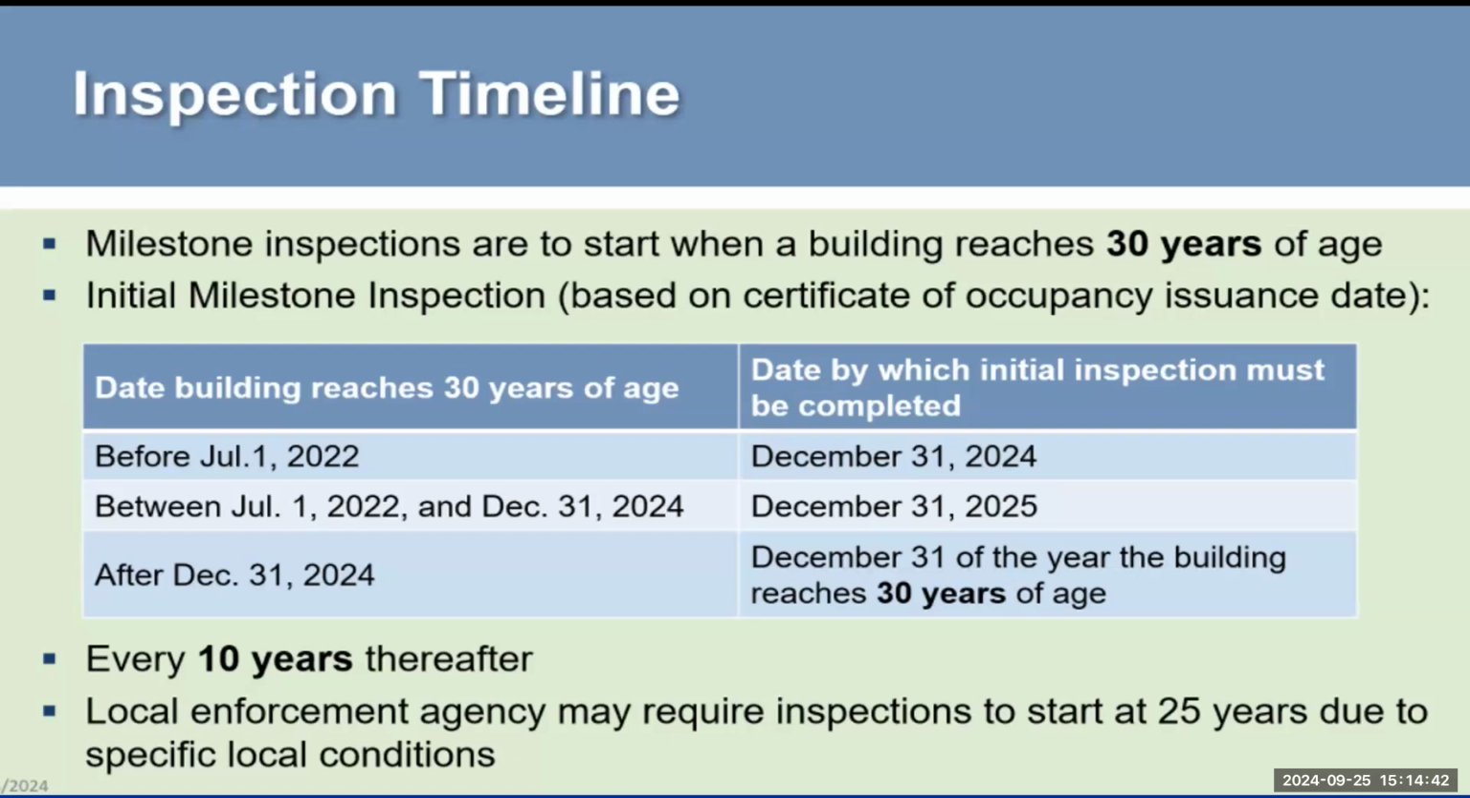If it got its occupancy approval after December 31st, 2024, then the building may be 30 years of age and it will be tested then, or it will be inspected then, and every 10 years thereafter.